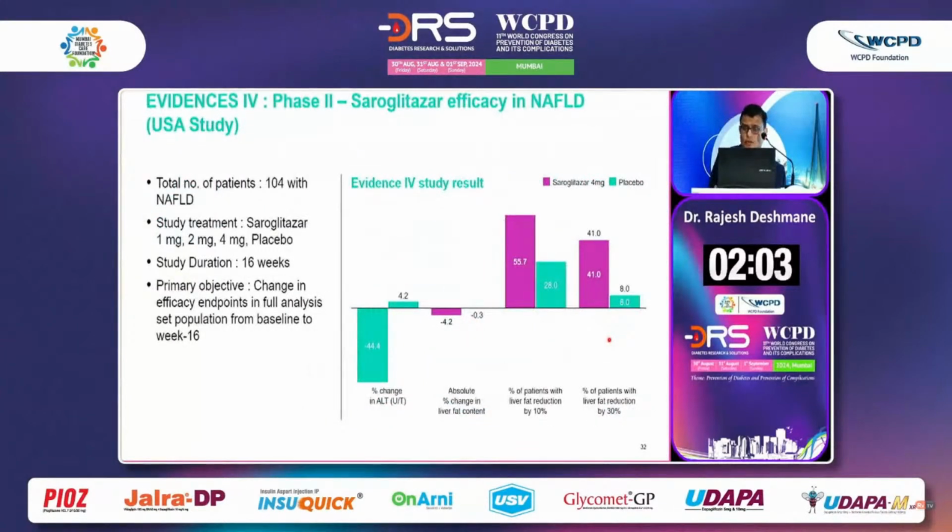This is evidence from studies, because right now I'm saying this molecule is not just from India. We developed this molecule, an Indian company developed it, but it's now a global molecule. They have studied this molecule in the US. What did they find? In 104 patients with non-alcoholic fatty liver disease, given 1 to 4 milligram of saroglitazar for 16 weeks, you can read it out from there. Those patients taking saroglitazar 4 milligram had a reduction in ALT level and a reduction in liver fat percentage. In 41% of patients, liver fat content was reduced by 30%, and in almost 55% of patients, liver fat was reduced by almost 10%. That is seen in these patients.